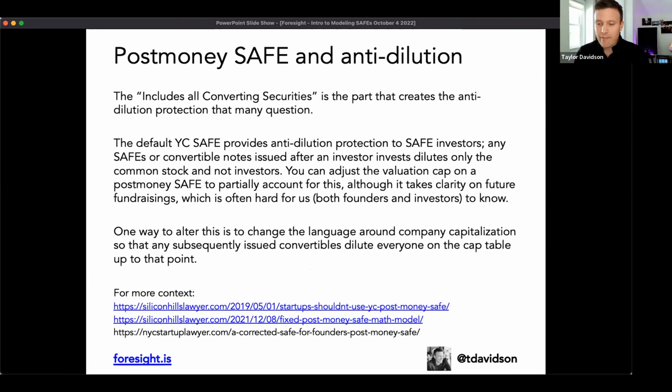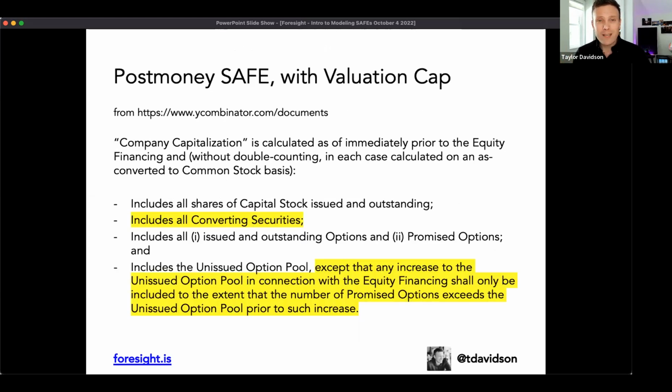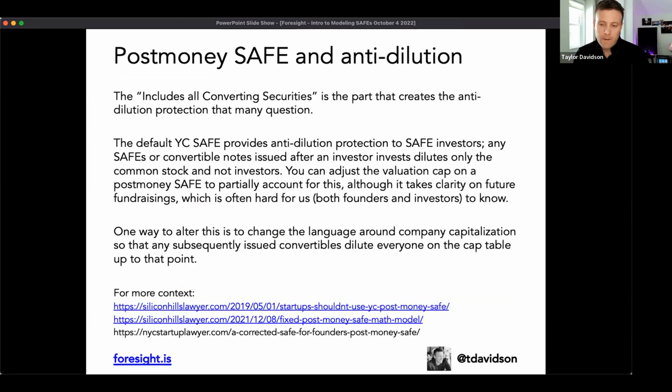Now, one caveat or side note to this is one thing that often comes up around post-money safes is the effect of anti-dilution as part of it, right? This, including all converting securities, creates an anti-dilution protection for an investor in the safe. That means that as the founder continues to raise more money via more post-money safes, all the other investors of the post-money safes are protected from the dilution as part of it. Some people prefer to think of that as not a great structure. And so oftentimes there's ways to change the language around this so that issuing the additional safes that are raised as part of this don't actually give anti-dilution protection for investors up to that point.